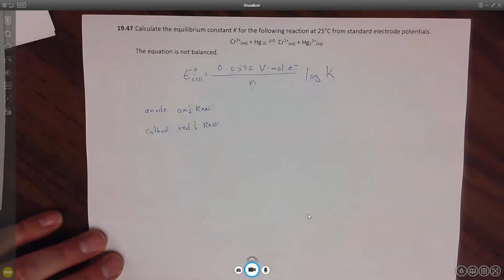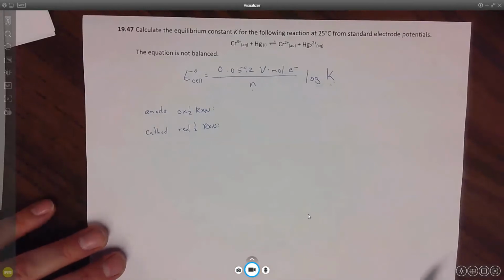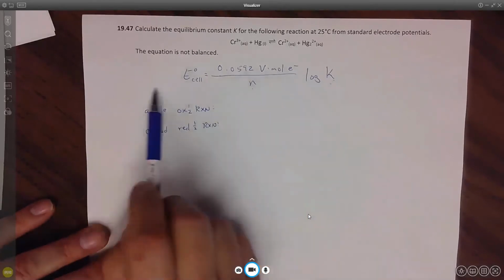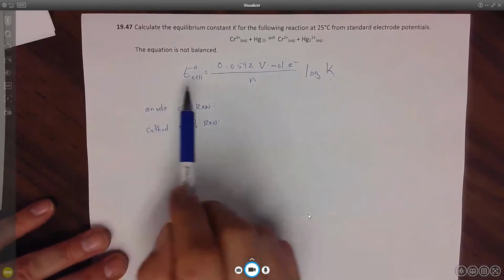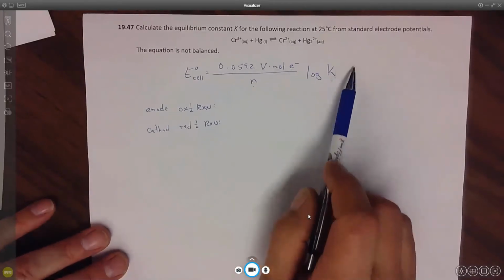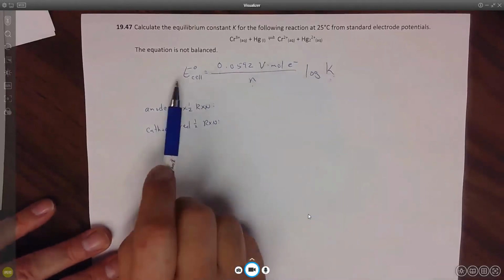Okay, because remember, this whole thing was at one point relating the E cell in terms of free energy to the log of K in terms of free energy, right? And that's where we derived this equation from, the relationships between K and free energy and E cell and free energy.